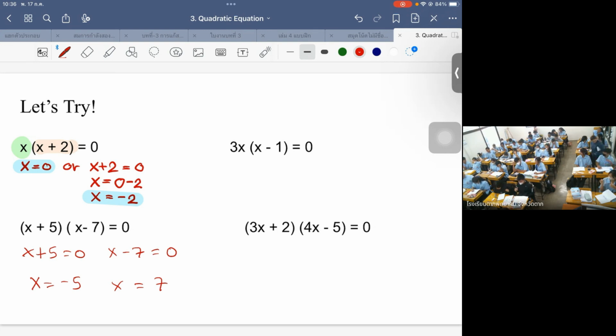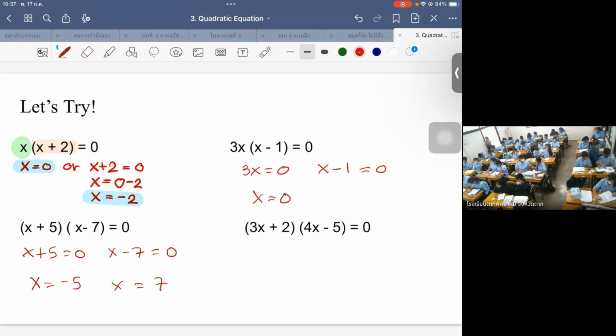Alright, so next, number 3. So we have 3x multiplied by x minus 1 is equal to 0. So the process again, to separate. So 3x is equal to 0. X minus 1 is equal to 0. And then, divide both sides. 3x divided by 3 is equal to 0 divided by 3. So x is equal to 0, the first.